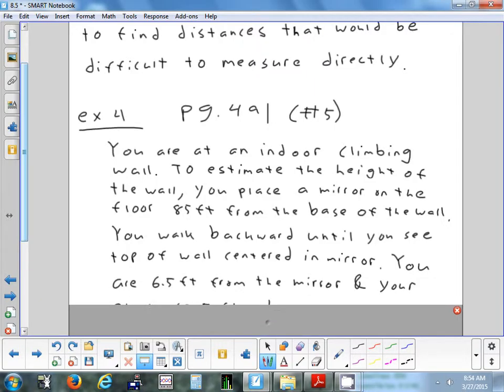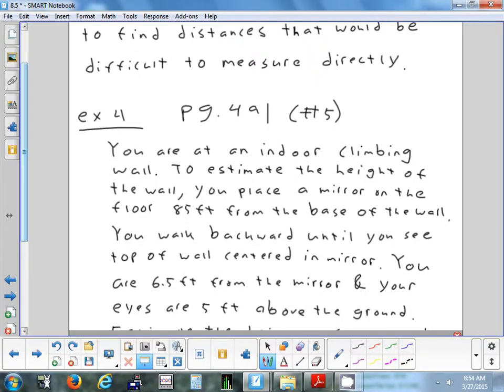And then when you back up, you have to measure how far away you are from the mirror. In this case, the person was 6.5 feet away from the mirror. And let's assume that their eyes are basically the top of their head. I know there's a little bit more distance there, but we're going to measure it from their eyes, 5 feet above the ground. You could basically use your height. It'd be a little off, but if you used your height, that would be okay. So your eyes are 5 feet above the ground.